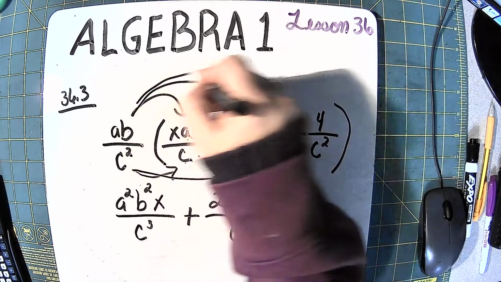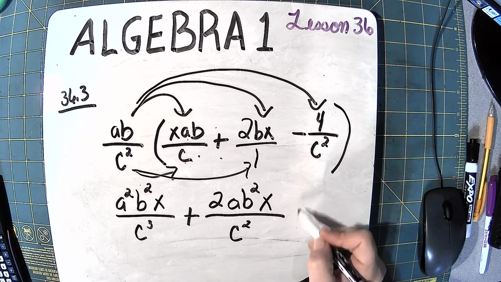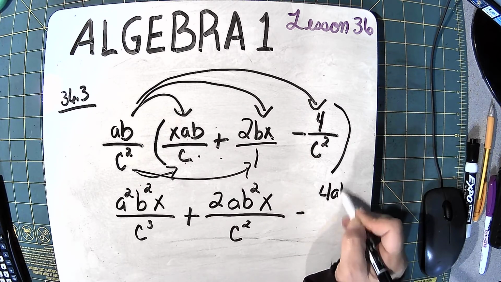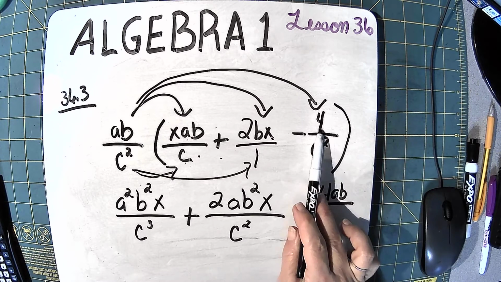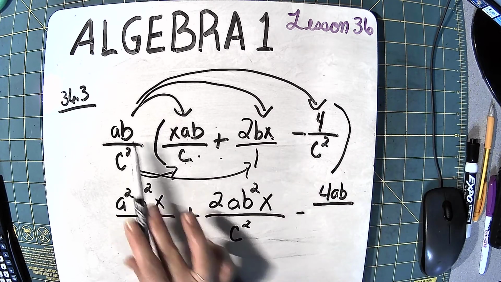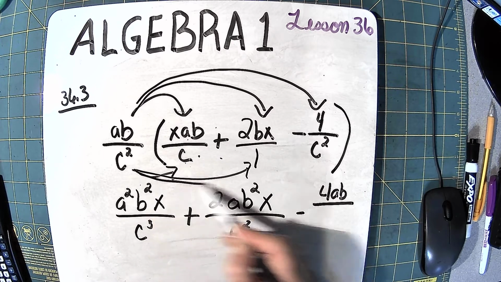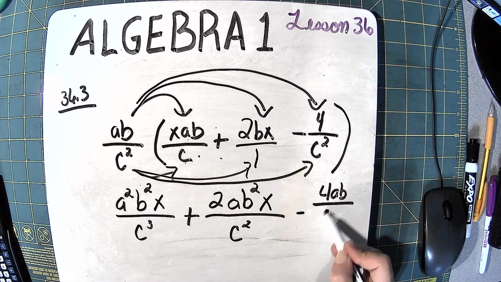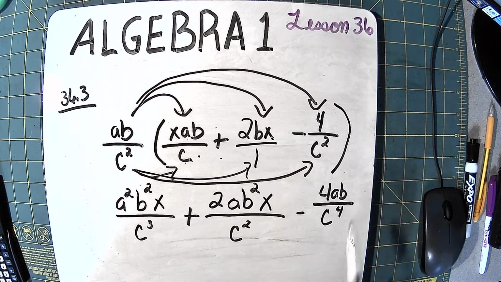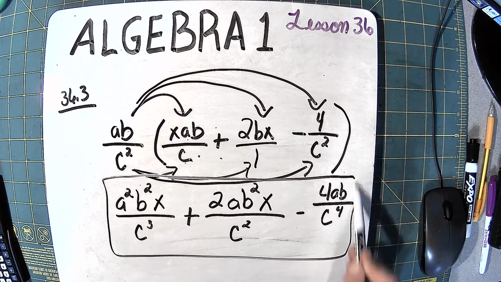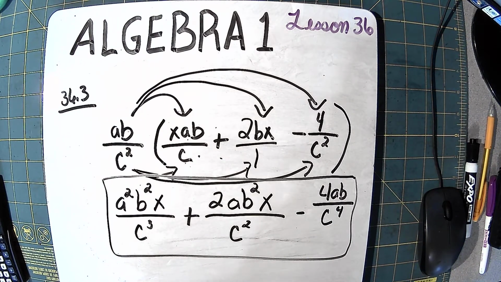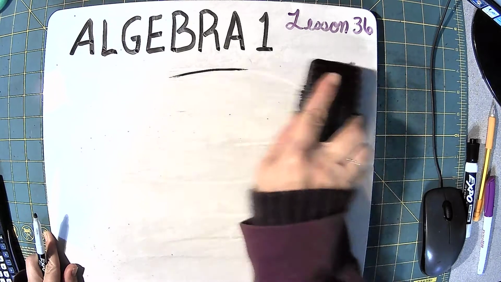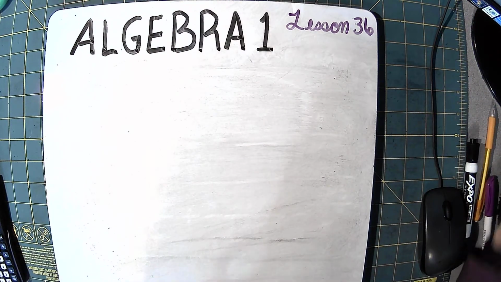Okay, now we're going to do our last one. And that would be a negative 4AB. So I just put in my 4, and I put in my A, and I put in my B. Now I'm going to do the bottom. So I'm doing C squared times C squared. That's going to give us C to the fourth. Right, so that's what the answer to that one looks like. Alright, that's all the examples for that kind of problem.